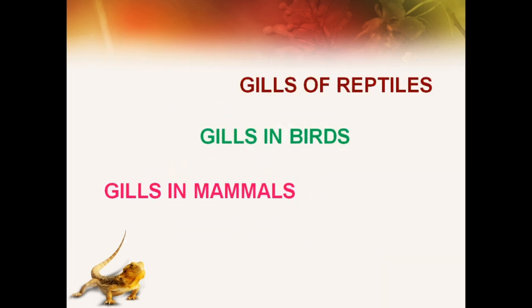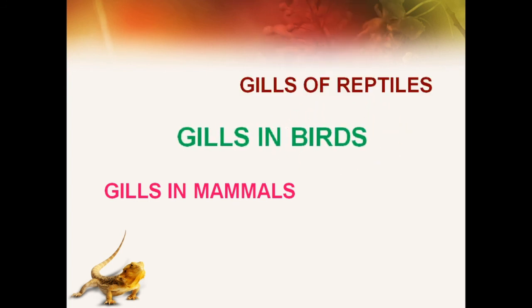Gills in reptiles. In adult reptiles there are no gills for respiration, but during embryogenesis the embryo bears pharyngeal gill pouches with gill slits, which further disappear in the adult formation. Means in some embryogenesis stages only the gill pouches are present, which disappear later on in the adult formation.